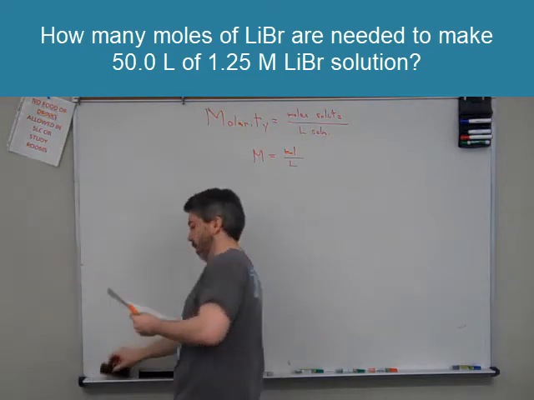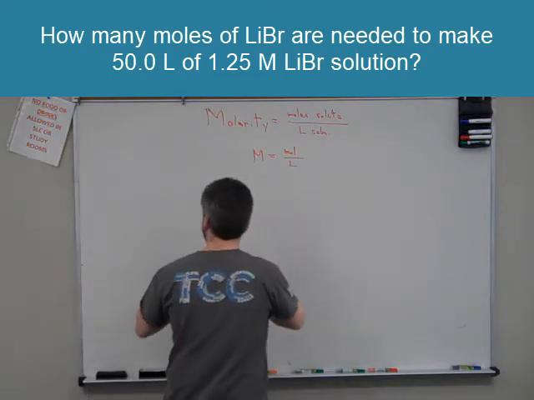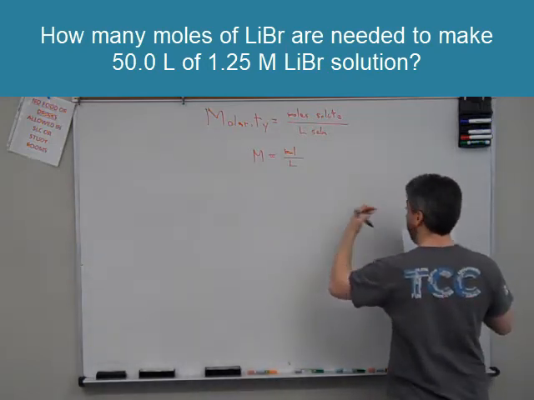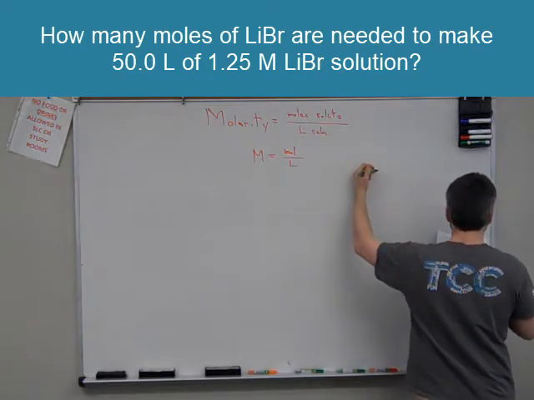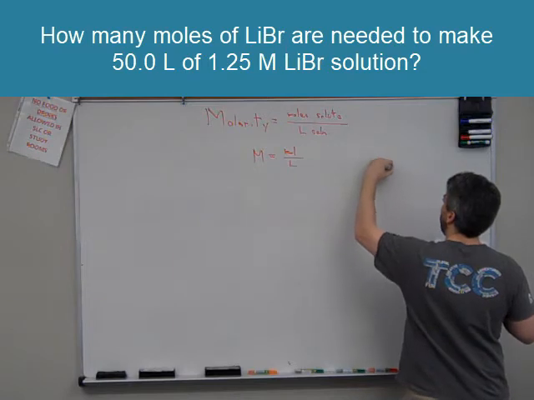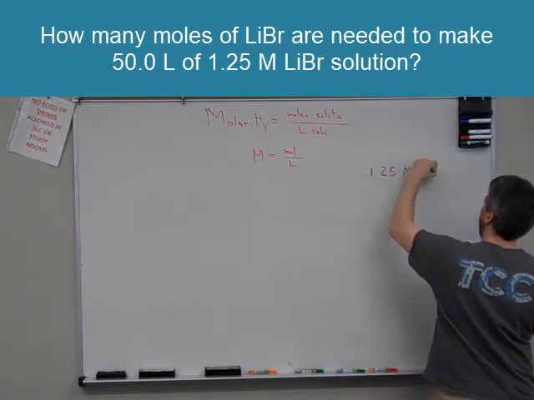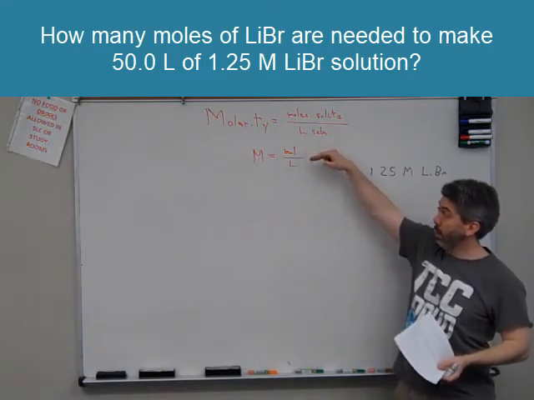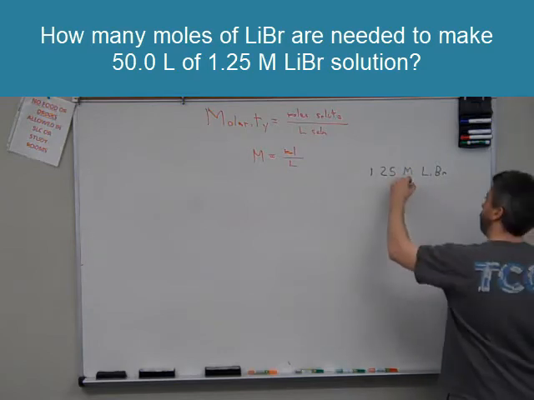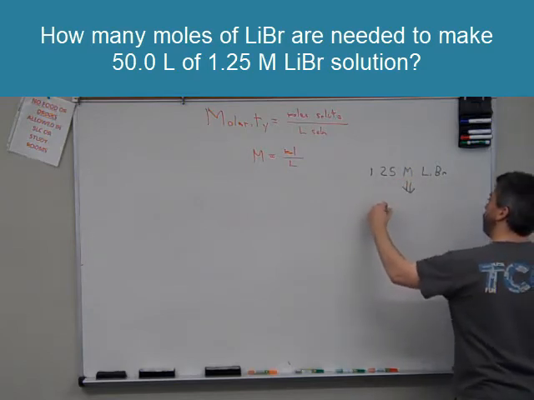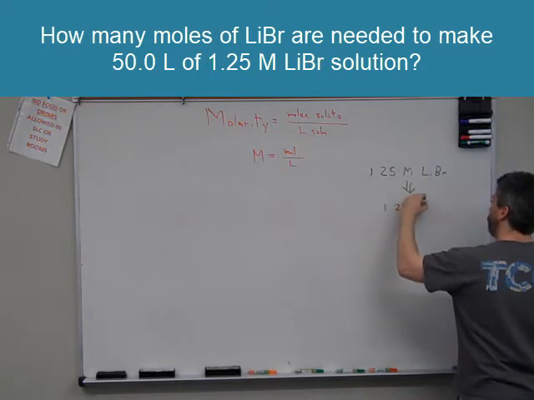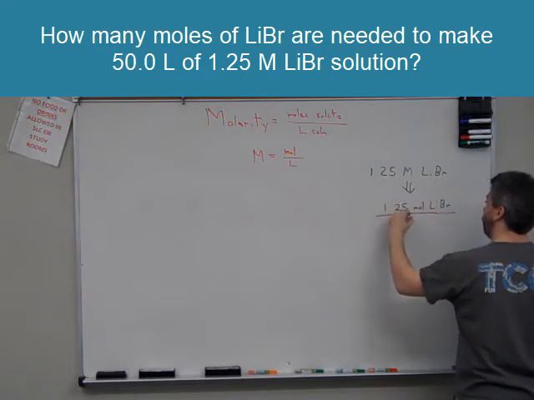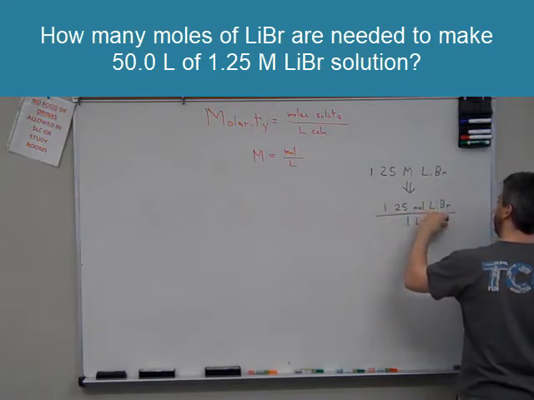I am going to want to identify how I can break it into a conversion factor. Since 1.25 molar LiBr is my concentration, I need to recognize that since molarity means moles per liter, 1.25 molar can be rewritten as 1.25 moles of LiBr per 1 liter of solution.